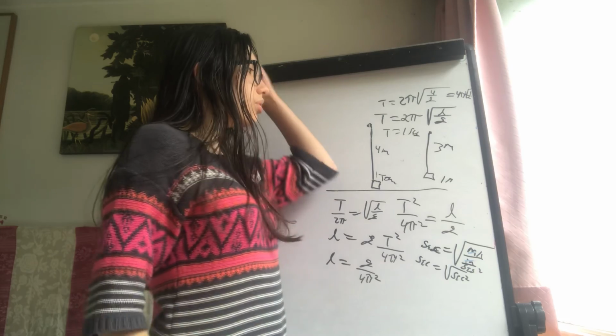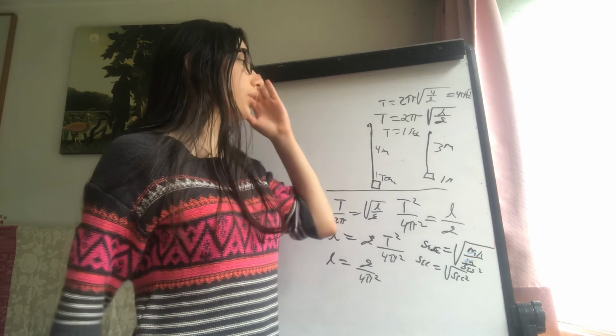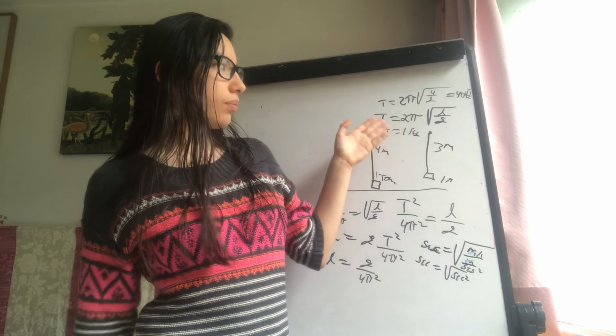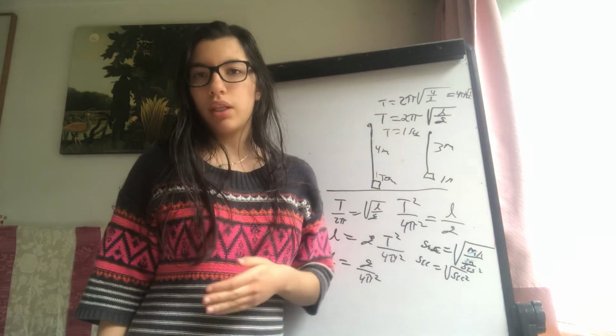And so this was just to make you comfortable with the formula of the period of the pendulum, that is 2 pi times the square root of the length divided by the acceleration of gravity.